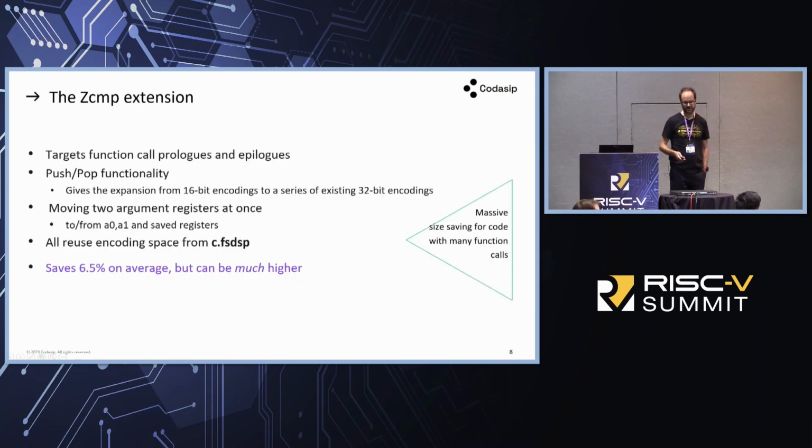Okay, so moving on to specifics. So Zcmp targets push and pop, so function prologues and epilogues. And something that typically happens after the function prologue is you will move your argument registers, move your a0 and a1 registers to set up the arguments for the next function call, and that typically happens before the function epilogue as well. So we added instructions to optimize the save and restore sequences and for the register moves, reusing encoding space.